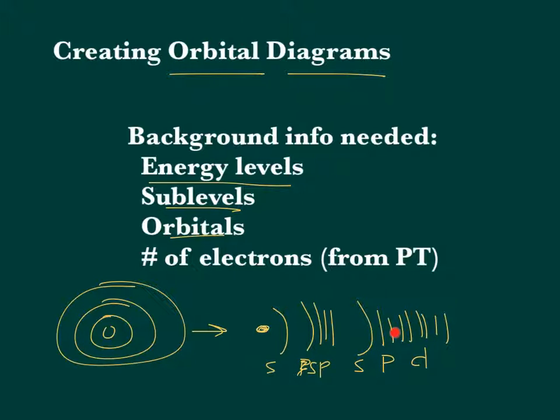Rather than drawing out these things that look like records, we're going to draw bunches of circles and arrows, basically, is what we're going to end up doing. And this will help us have a shorter way to represent all of the electrons in an atom in a graphical kind of way.